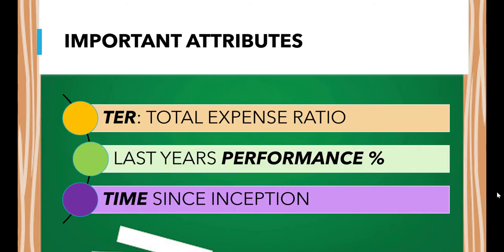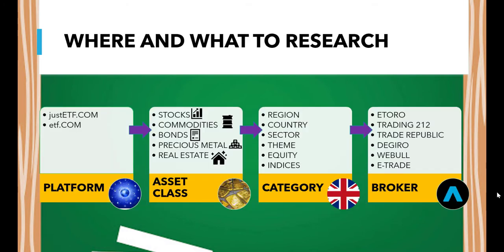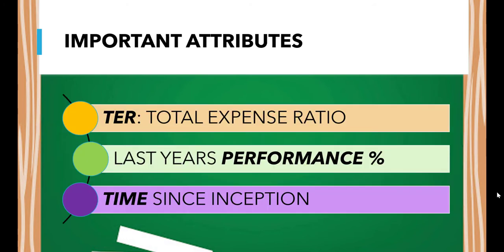What are important attributes to look at when you want to choose between different ETFs? Because you might go back here and say, okay, I wanted an ETF that tracks the oil sector, but I end up having like 10 of these ETFs available. What are the attributes that would make me say which one is better? So first of all, we have to look at the total expense ratio.